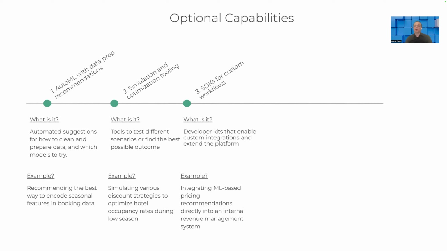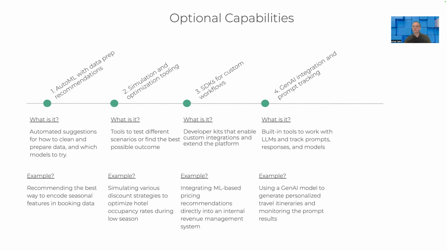An example here would be integrating machine learning-based pricing recommendations directly into an internal revenue management system. And fourth is the Gen AI integration and prompt tracking. So these are the built-in tools to work with LLMs and track prompts, responses, and models. An example would be using a Gen AI model to generate personalized travel itineraries and monitoring the prompt results.